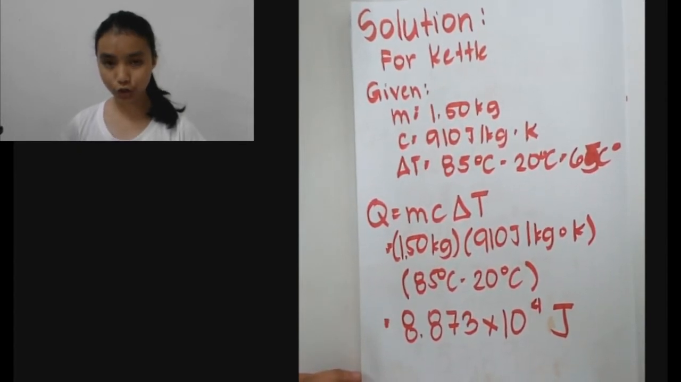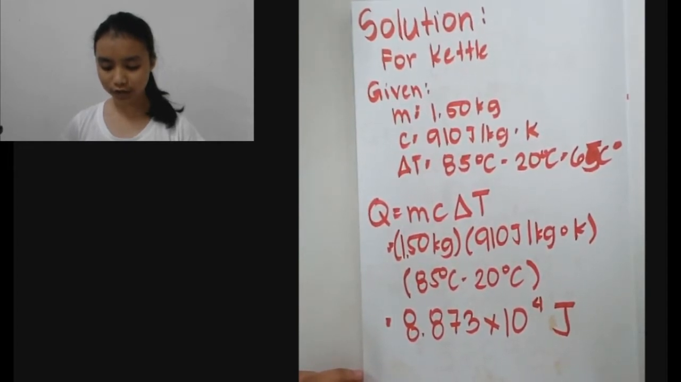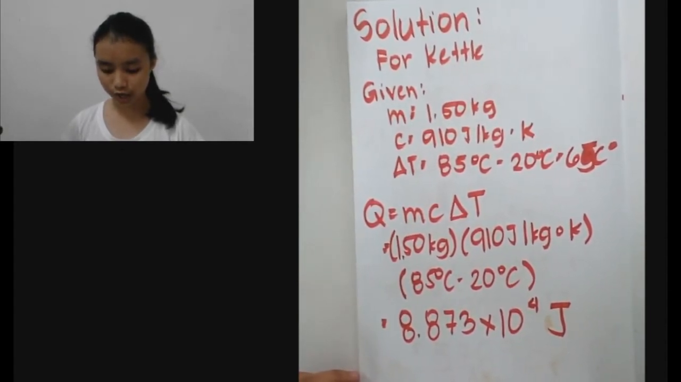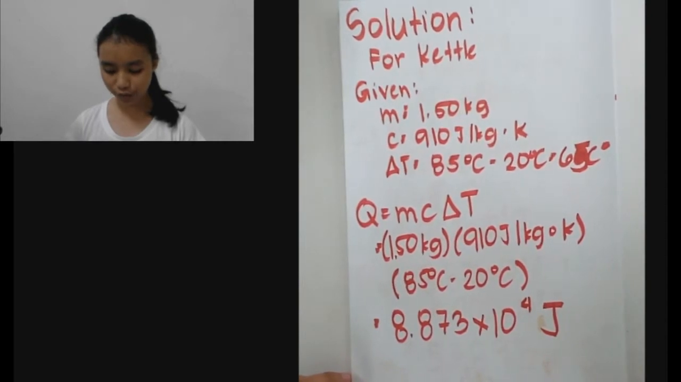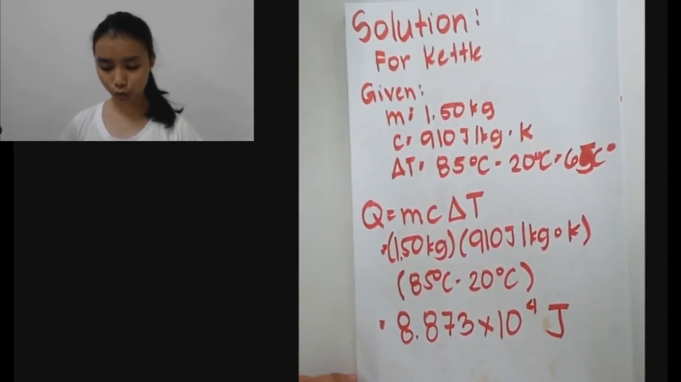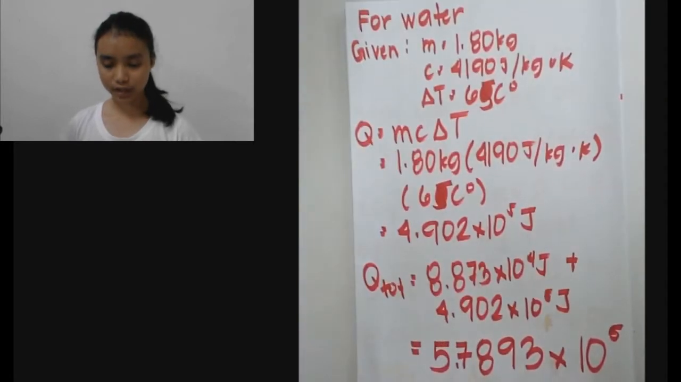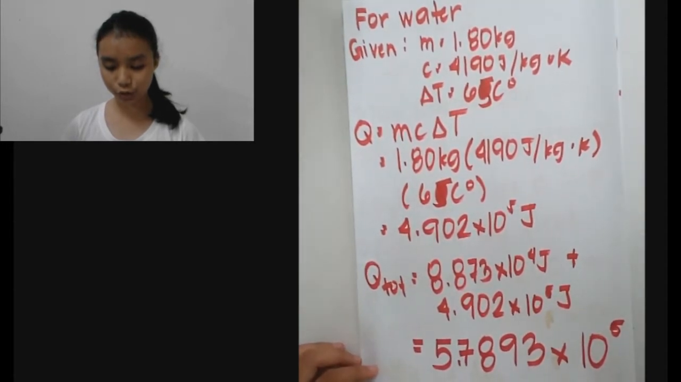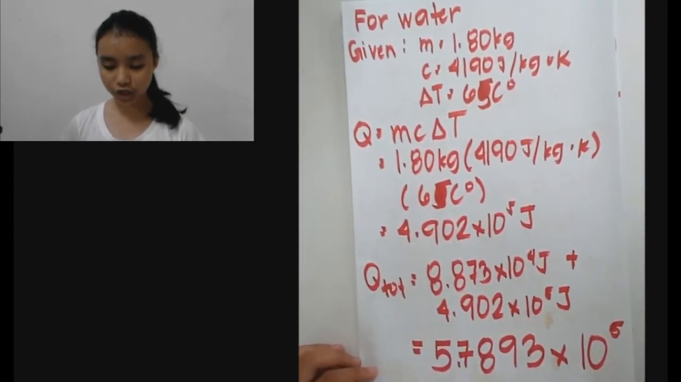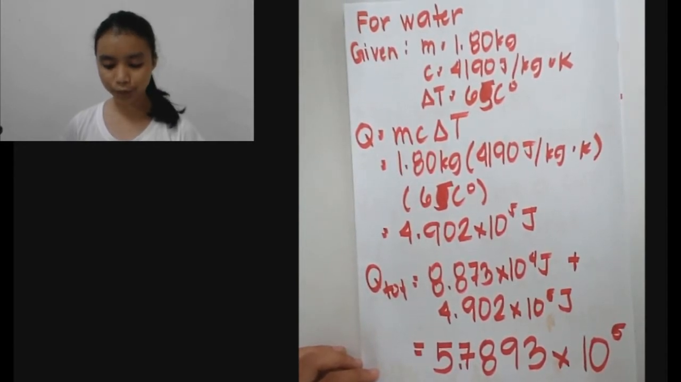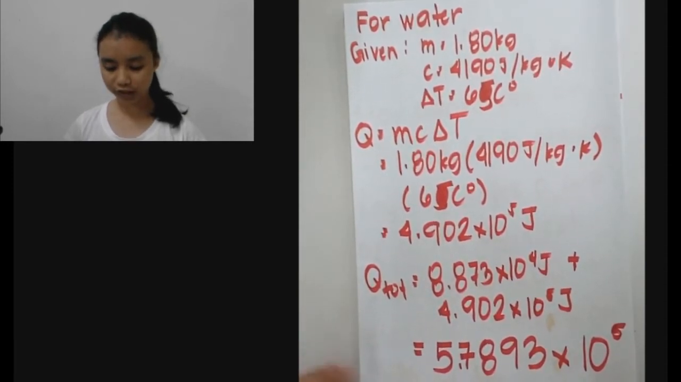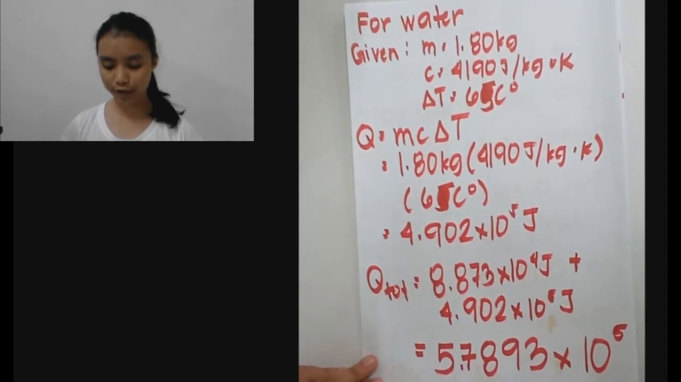So, our formula is Q equals m c change of T: 1.50 kg times 910 joules per kilogram Kelvin times 65 Celsius degrees. So we have 8.873 times 10 to the power of 4 joules. For water, mass is equal to 1.80 kilograms. Specific heat of water is 4,190 joules per kilogram Kelvin, and the change of temperature is the same, 65 Celsius degrees. We substitute the values to our formula. So we have 4.902 times 10 to the power of 5 joules.